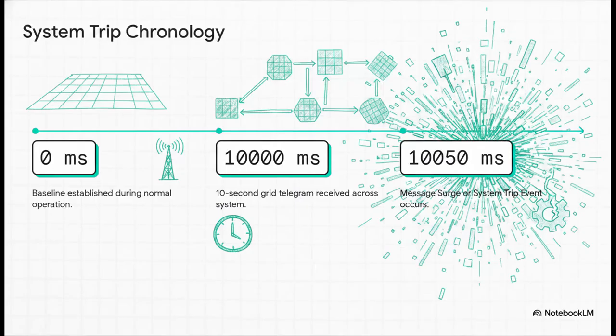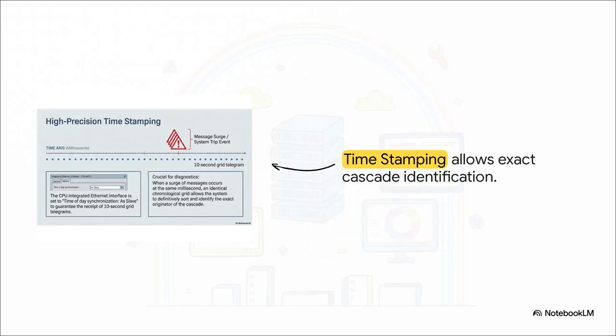But just detecting a failure is only half the battle, right? Diagnosing a massive system trip requires extreme chronological accuracy. During normal operation, the system establishes a baseline by receiving what are called 10-second grid telegrams. But then, let's say a major system trip happens. Boom! A message surge occurs where hundreds of alarms suddenly flood the system in an instant. This exact scenario is why high-precision timestamping is absolutely mandatory. When that huge surge of messages hits in the exact same millisecond, you have to know what broke first.